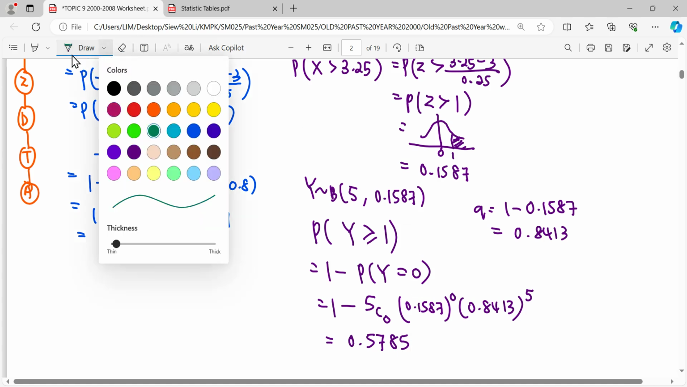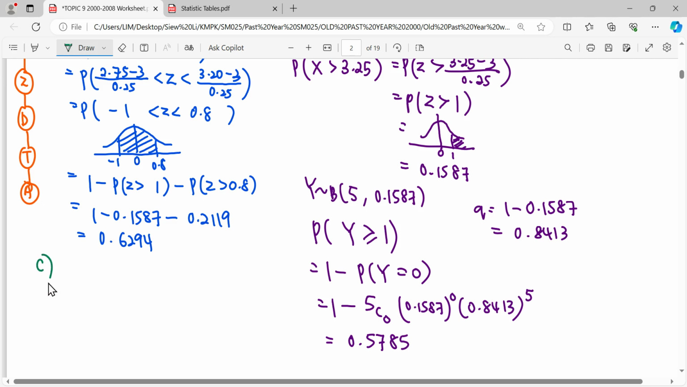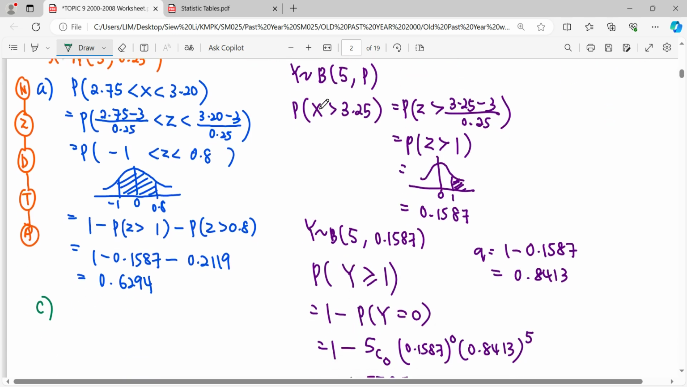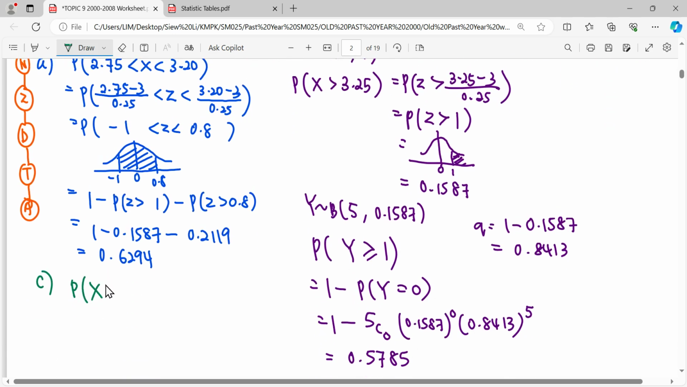Then we can proceed to question C. For question C, if the babies with weights in the first quartile are considered small, what is the maximum weight in this category? So it's talking about weight, so it's back to this normal distribution. When you want to consider small, you want it to be the first quartile, meaning 0.25. The probability for the weight being less than one value, the maximum here, less than W, will be equal to 0.25. So first quartile indicates 0.25 in probability. Maximum weight, so your weight will be less than W. W will be your maximum weight.